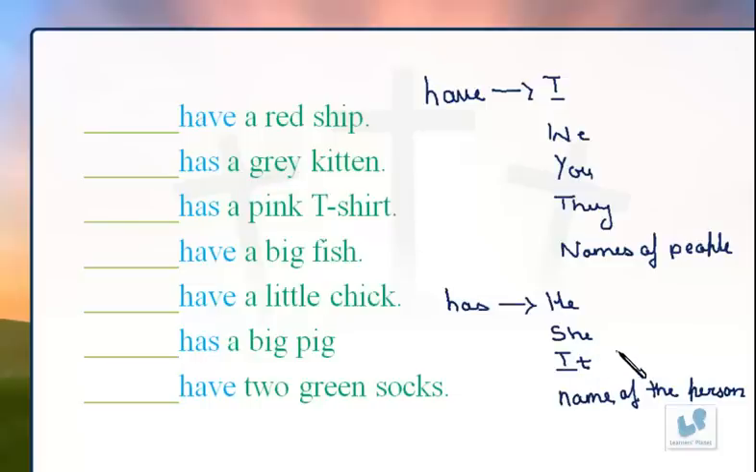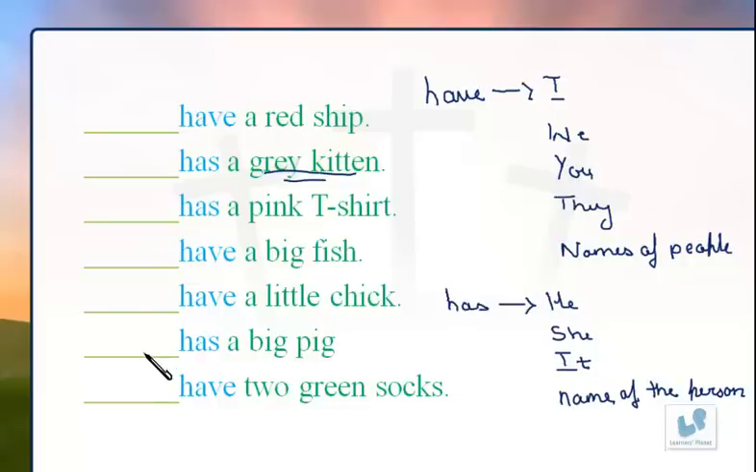Children, we cannot use it in this fill in the blank because it refers to animals or non-living things. And over here we are talking about an animal. So we cannot use it. We can use the other three options. I hope you got it, children.